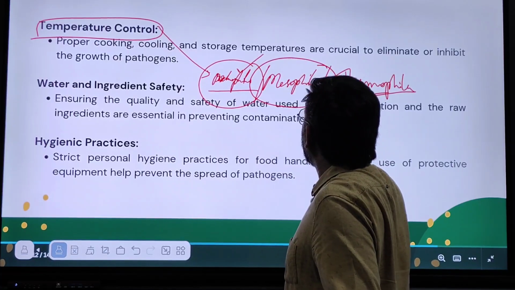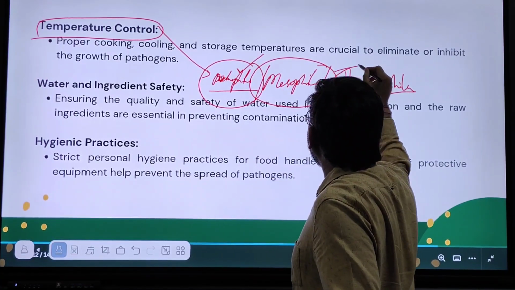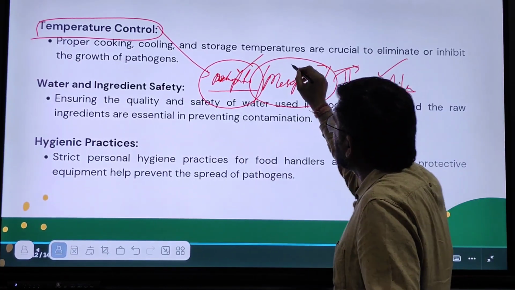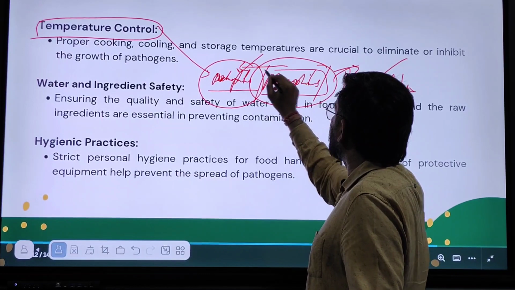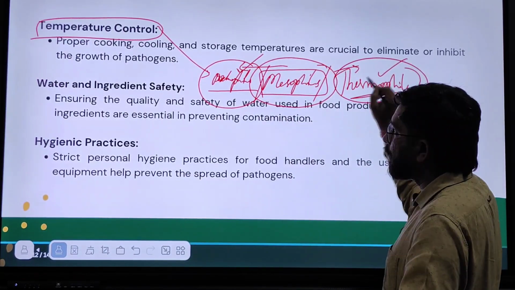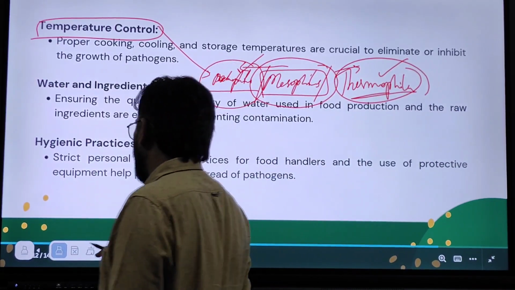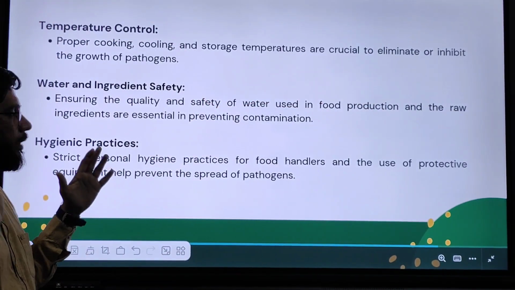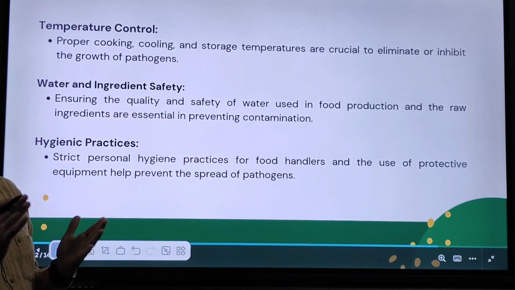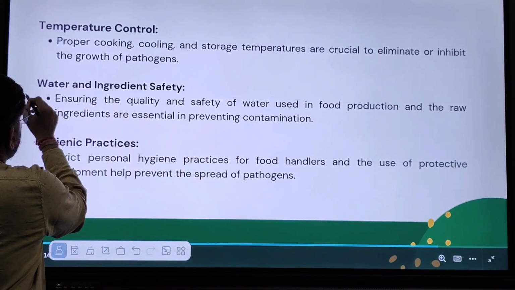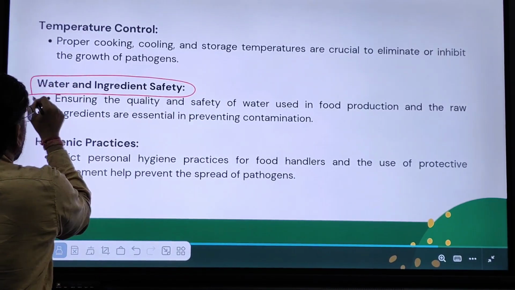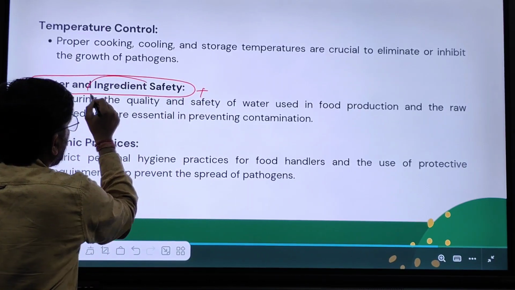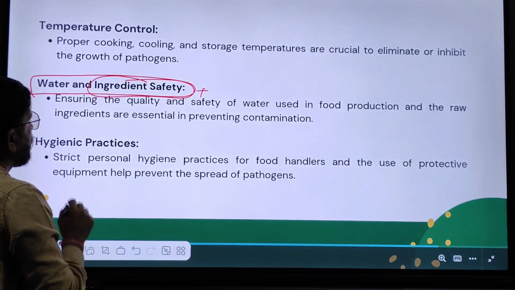And if you increase the temperature, then there are less chances of mesophiles growing at higher temperature. Or if you decrease the temperature, there are less chances of mesophiles and thermophiles growing at lower temperature. So like this, by altering the temperature, we can control the growth of pathogenic microbes. Also, water analysis and the ingredients you are using for the production of food.